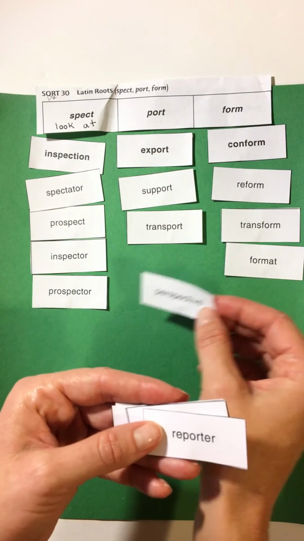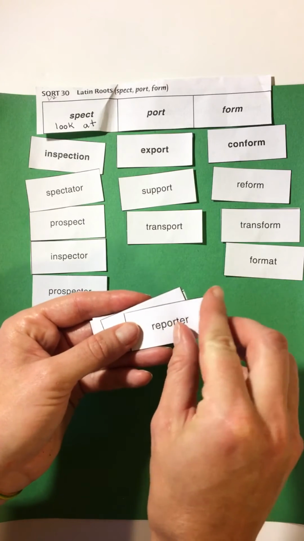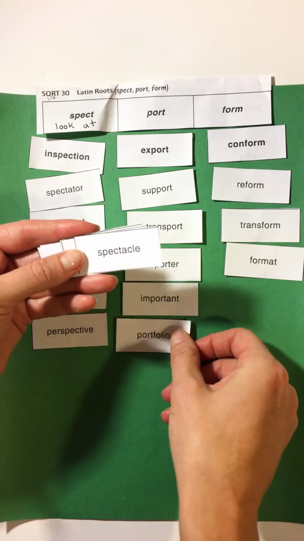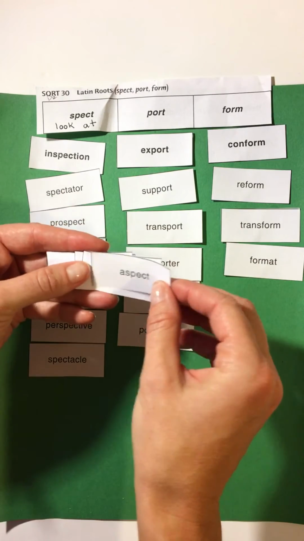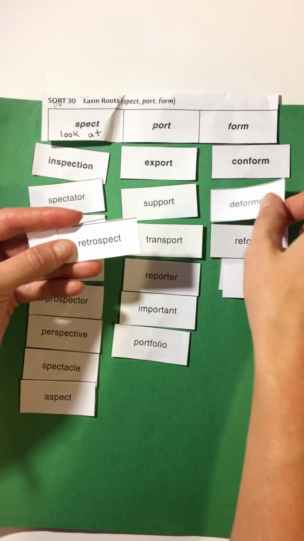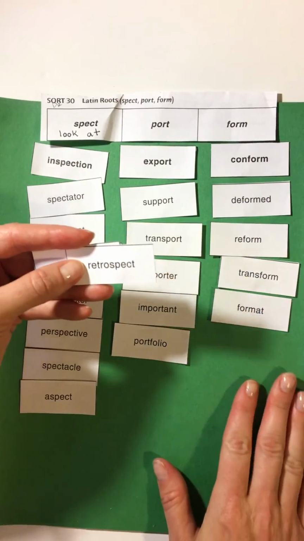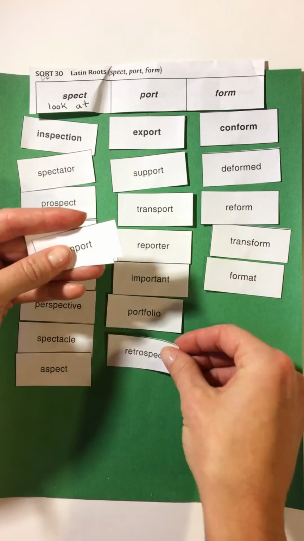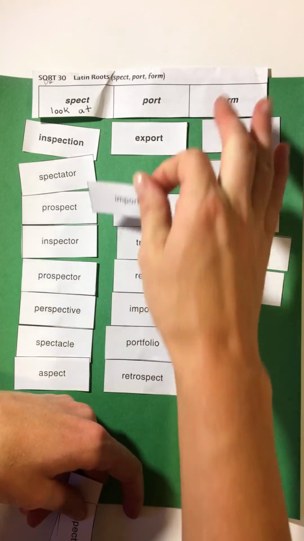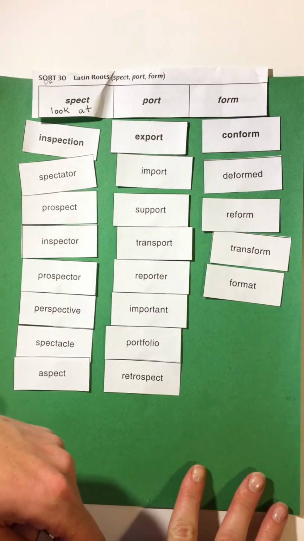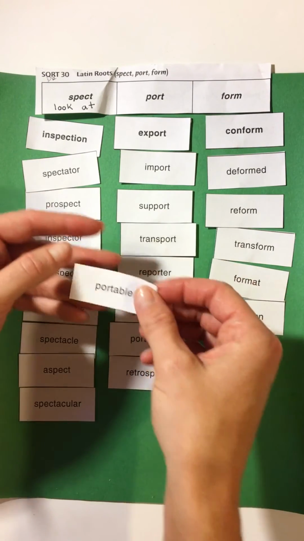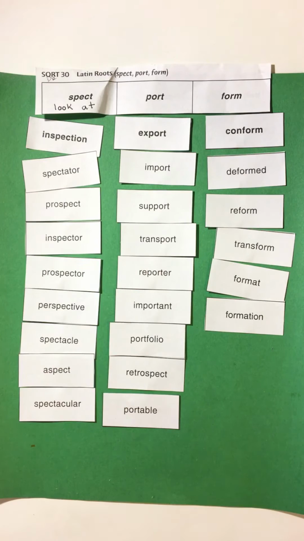Perspective, reporter, important, portfolio, spectacle, aspect, deformed, which is really similar to conform, so I'm going to put it there next to it. Retrospect, import, which is really close to export. Can you imagine that those are opposites of each other? Spectacular, formation, and portable. So what do you think port means?